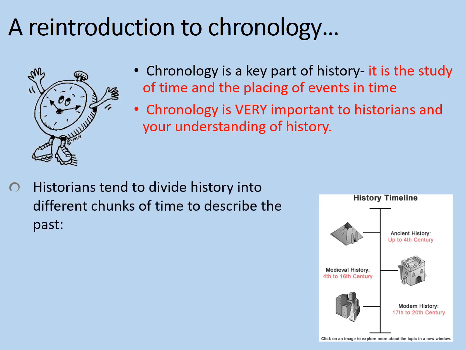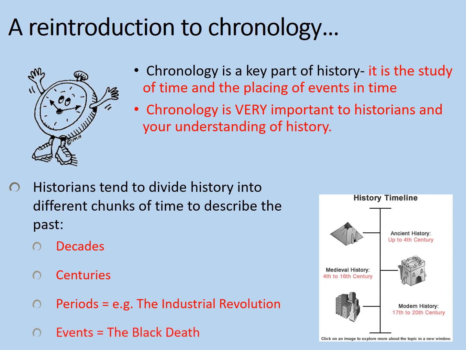Historians tend to divide history into different chunks of time to describe the past. Take for example the basic timeline I've got on the right, dividing up ancient, medieval and modern history with some basic definitions. Also, historians divide time up into chunks, such as decades, 10 years, centuries, 100 years, and periods, e.g. the Industrial Revolution. Most historians agree the Industrial Revolution lasts from about 1750 to 1900, but periods might be shorter than that or longer than that.